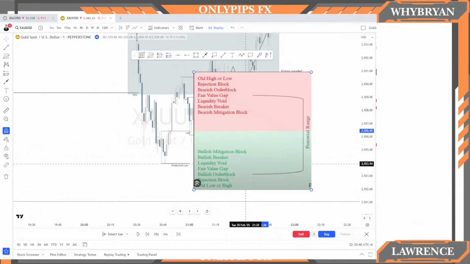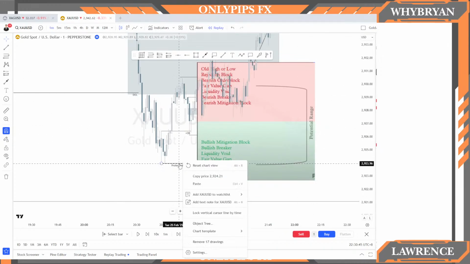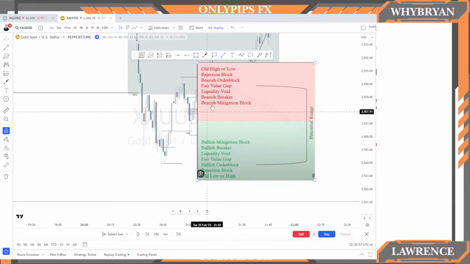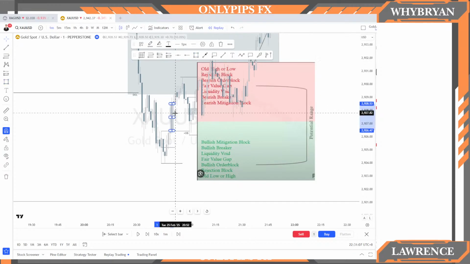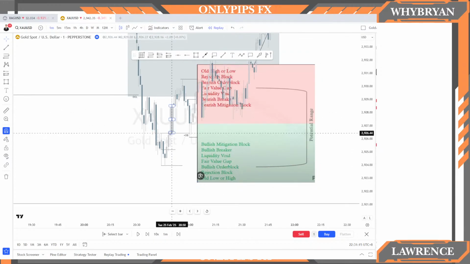So in this structure, what can we identify? First of all, these old lows, old highs and lows. Done. The rejection block, then the bullish order block, which is right here. Then following it, the bullish fair value gap. After the fair value gap, we have a liquidity void.